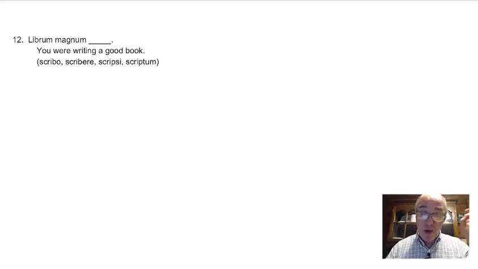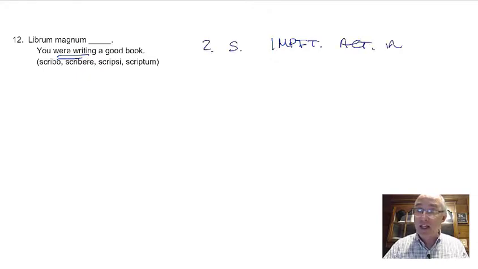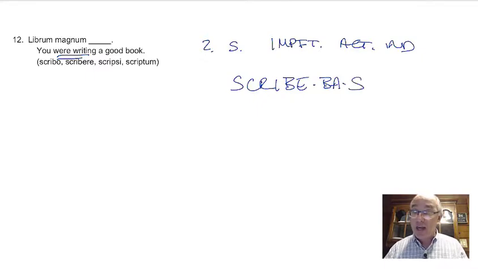Number 12, Librum Magnum, you were writing. Third conjugation, so you were writing. Whew, that's a big sign right away. Were writing is the imperfect. You, second person, singular, imperfect, active, indicative. We have scribe as our stem. Add that BA there for the tense indicator and the S at the end.